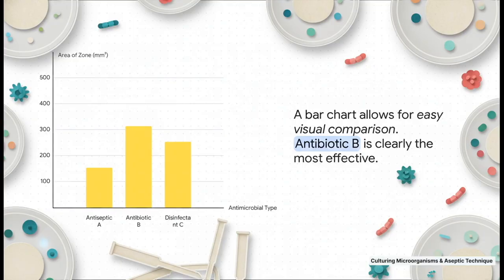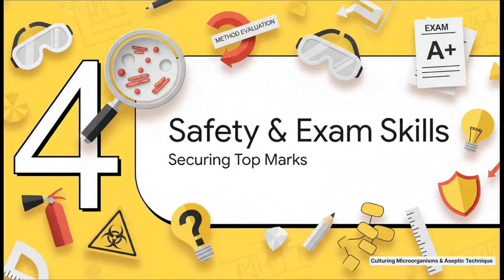A bar chart is absolutely perfect for this kind of thing. It gives you a really clear visual way to compare your results. I mean, just looking at this chart, you can see in a split second that antibiotic B was the clear winner in this experiment. Okay, so doing the practical is only half the story. To really secure those top grades, you've got to think like a scientist. You need to be able to evaluate the method, think about the risks, and spot any potential errors. This is where the marks are really won.